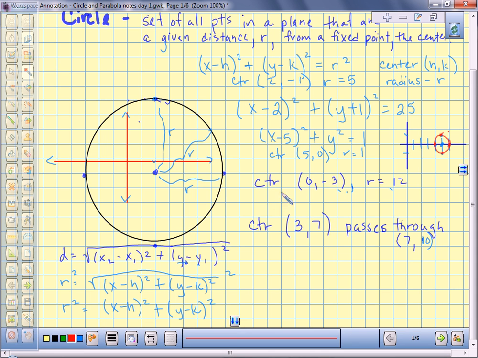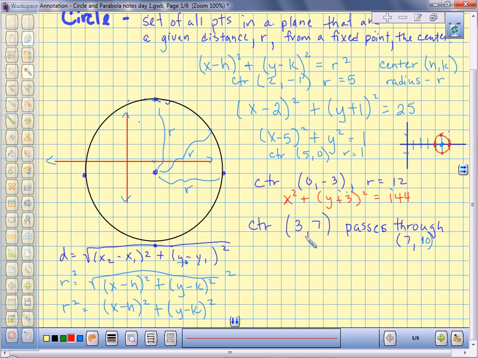Okay. Now, let's say we had a center at 0, -3, and our radius is 12. What would the equation be, guys? X squared plus (y plus 3) squared is equal to 144. Beautiful. All right, we're not going to graph that one because I gave you a huge radius, but that's how we would do it.